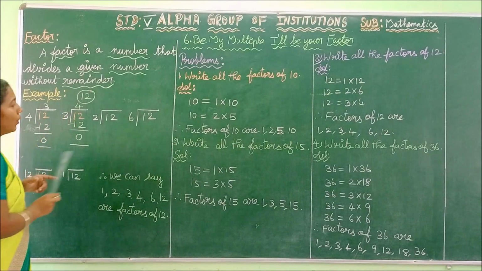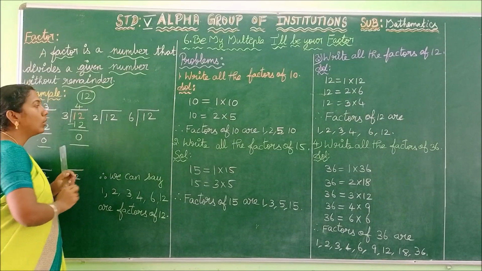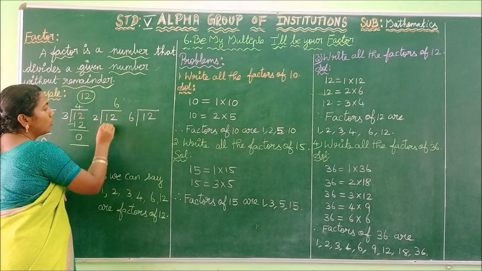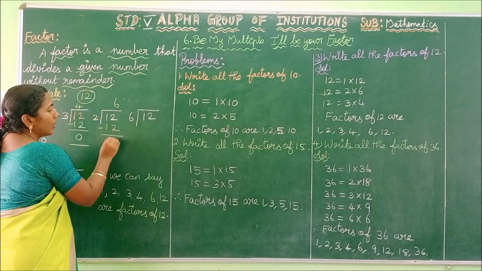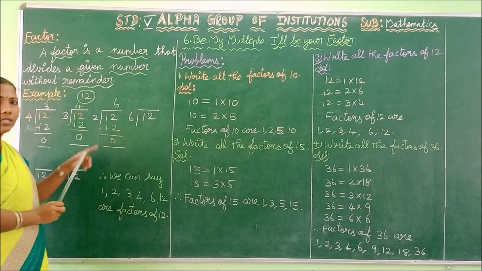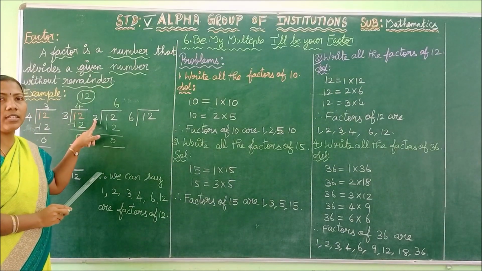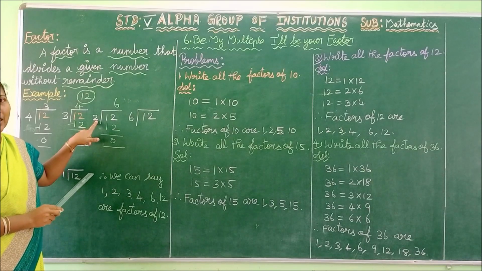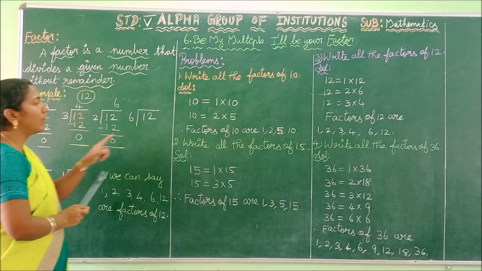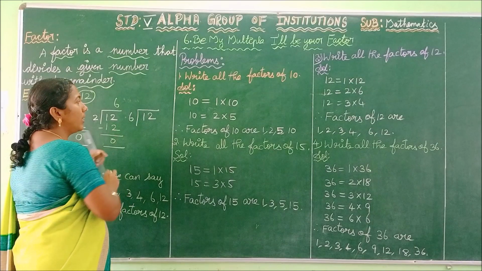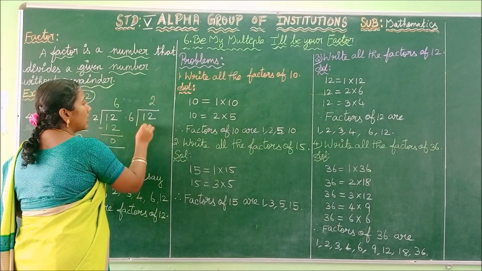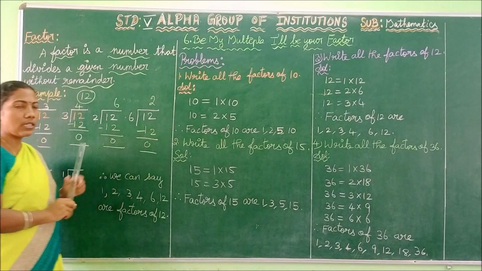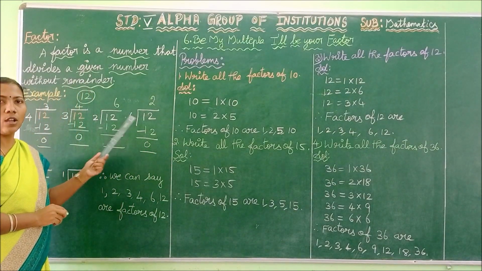Now I am going to divide 12 by 2. How many times does 2 go into 12? 6 times. So 6 2s are 12. What is your remainder? 0. Remainder 0 means the divisor is a factor. So we can say 2 is a factor of 12. Similarly, I am dividing 12 by 6. How many times? 2 times. 2 6s are 12. Here also our remainder is 0. So we can say 6 is a factor of 12.